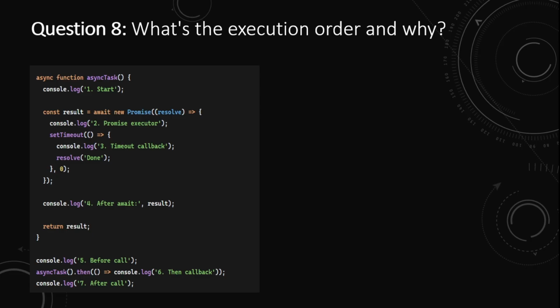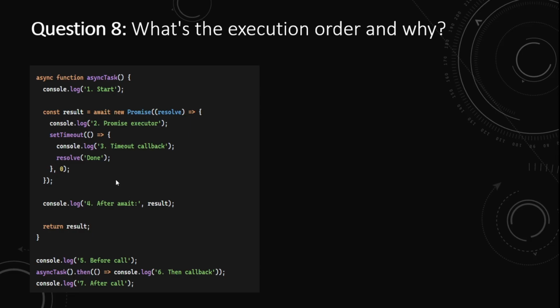Now the timers phase will be executed. The timers phase executes the setTimeout macro tasks. So this setTimeout was scheduled after the promise executor got printed. So console.log timeout callback will be printed after this console log, because the setTimeout is executed after this one under the timers phase.